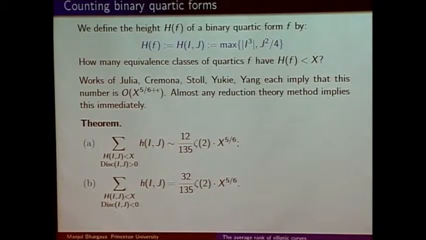And for a negative discriminant, height less than X, it's 32/(135 ζ(2)) times X^{5/6}. And if you add them, you get 44/135, which I mentioned yesterday. So how is the discriminant expressed in I and J? It's 4I cubed minus J squared. Oh, okay. Thank you. Right. Or 4I cubed minus J squared, up to constants.